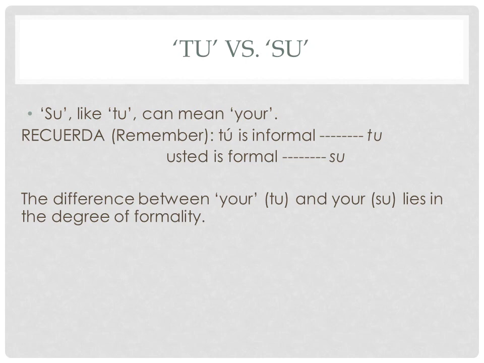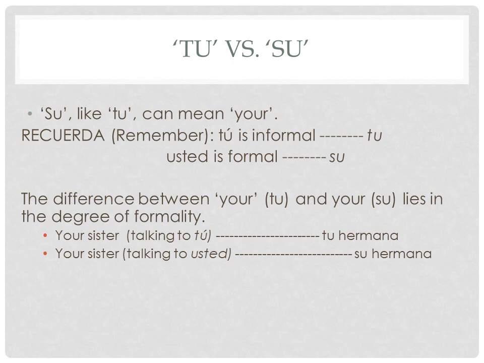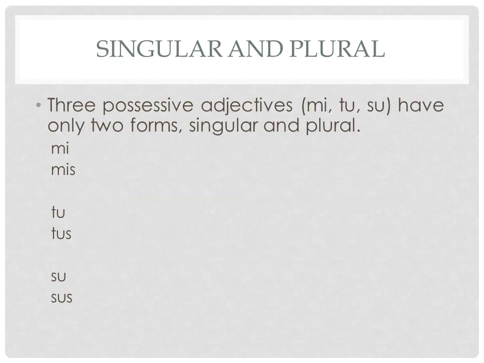If you're talking to me as a teacher, then you would say su. But if you're talking to your friend, you would use tu. So for example, your sister talking to tu, you would say tu hermana. Your sister talking to usted, su hermana. So for example, if you were talking to your best friend and you were saying your sister, you would say tu hermana because she's your friend. But if you were talking to me and you said your sister, then you would say su hermana because you would talk to me as a teacher as usted.